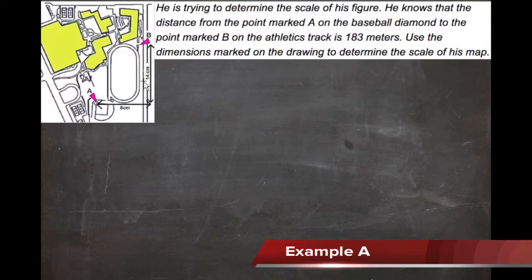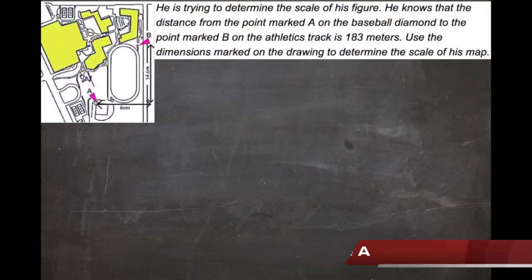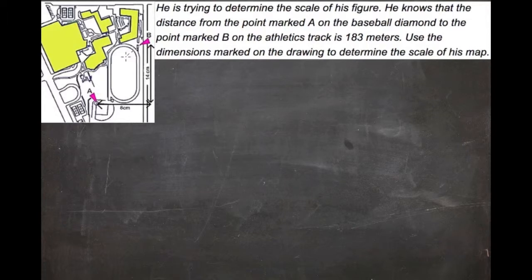He knows that the distance between A and B, and let me draw that line there so you can see, it's a straight line distance from here down to here. That straight line distance is 183 meters in real life, and what he needs to know is the scale of the actual drawing. What we know here isn't that distance on the drawing. We know the distance from here to here and then from here back up. So we're going to have to figure out the third side of this triangle here.